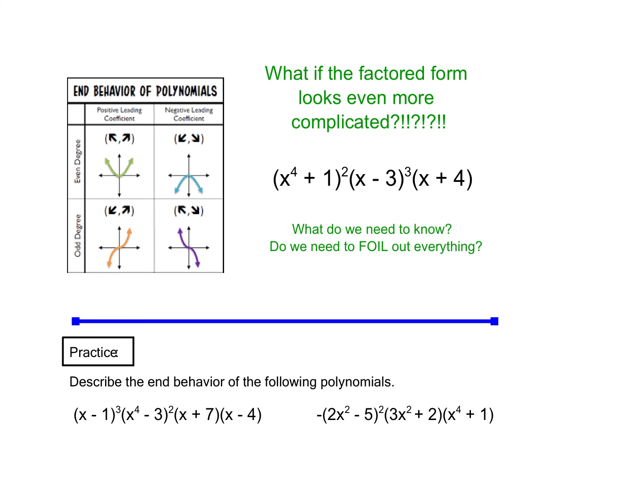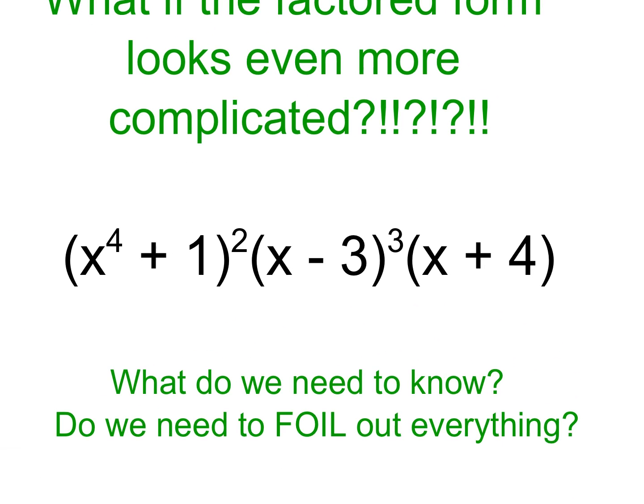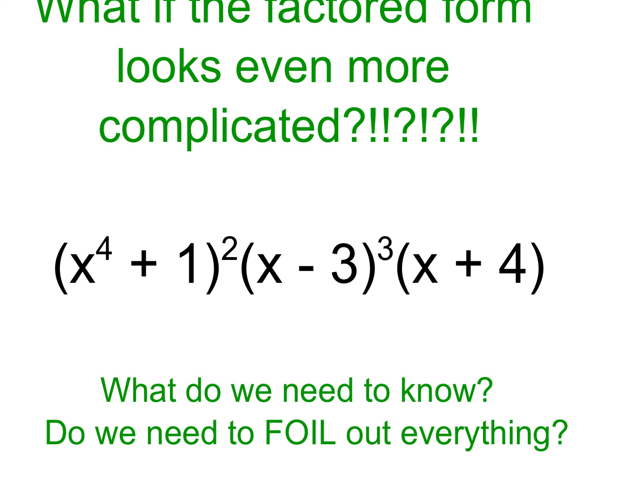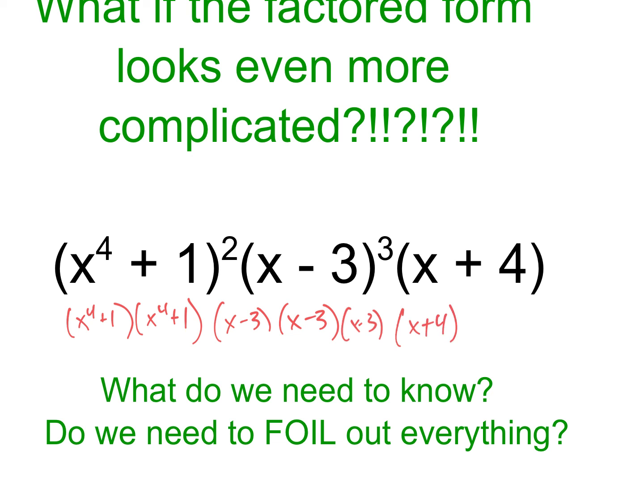And the last piece for today is going to be a really complicated looking polynomial that's raising binomials to the power of 2 or 3 or 4, okay? So I want you to think about this because x to the fourth plus 1 squared is really x to the fourth plus 1 times x to the fourth plus 1. And x minus 3 to the third is really x minus 3 times x minus 3 times x minus 3. And x plus 4 is just a normal x plus 4, okay?